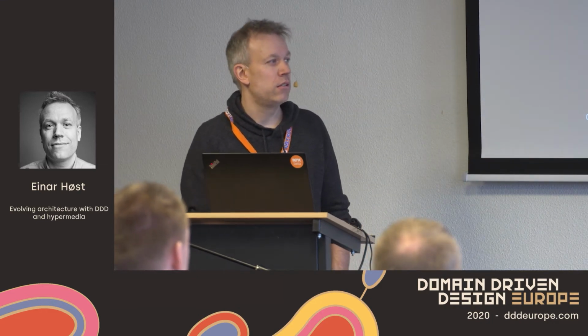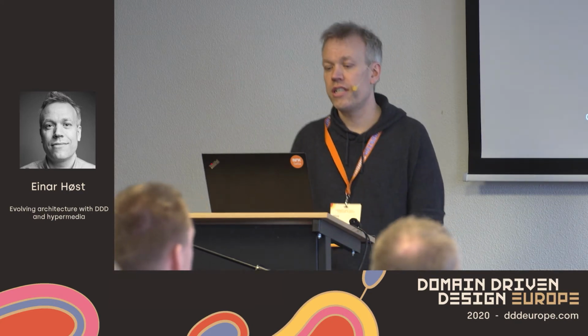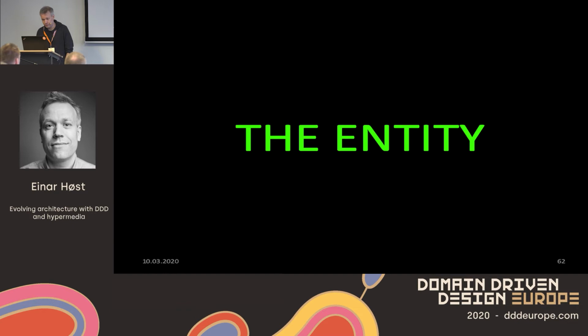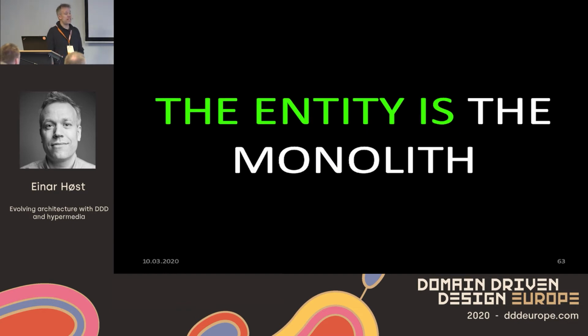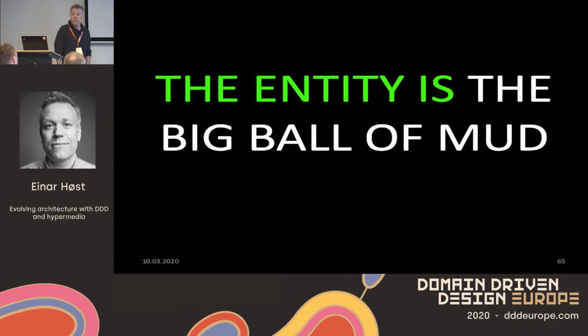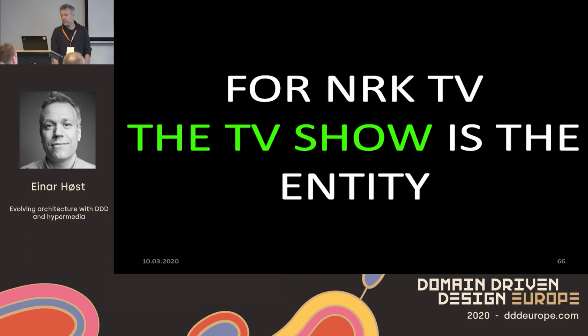But I think before we can even try to do that, we need to consider where our old monolith came from. Why did we end up in this situation that we're in? I'm going to try a bold statement here, and say that the reason is the entity. I'm going to argue that the entity is the monolith itself, because the entity is what snowballs complexity. It sucks up all the complexity of all the various domains that you're in. So the entity is the big ball of mud. Now, of course, the entity is an abstract thing. For NRK TV, the entity is the TV show.